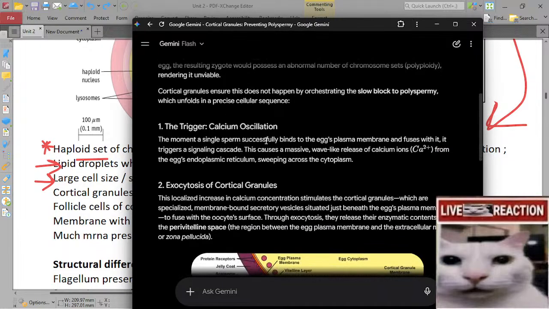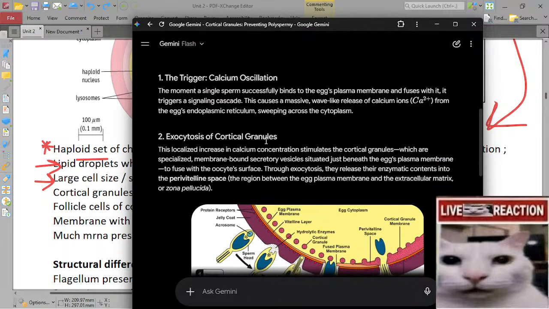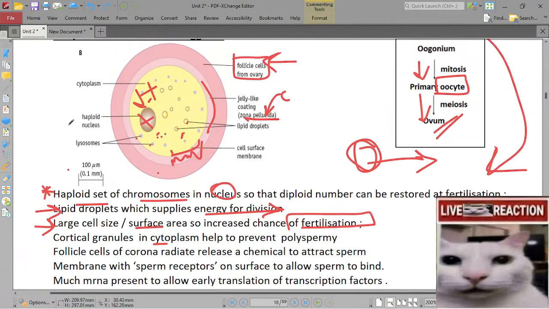The moment a single sperm successfully binds to the egg's plasma membrane and fuses with it, it triggers a signaling cascade from the egg's endoplasmic reticulum. Oh, it does have that. Well, we didn't draw that. I mean, I guess if there's a nucleus, then you'd imagine there's an endoplasmic reticulum.